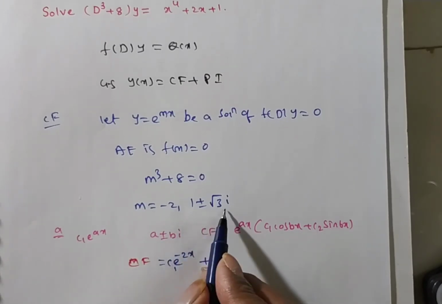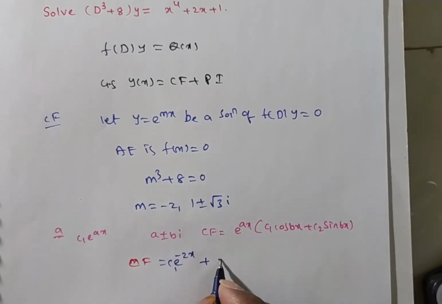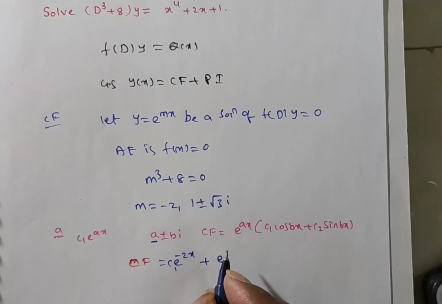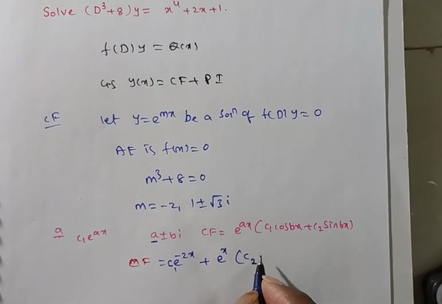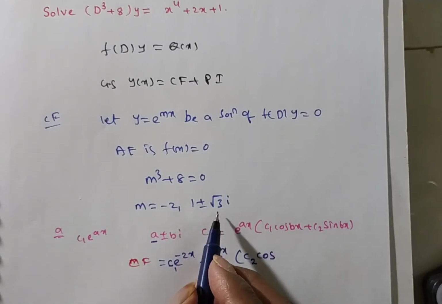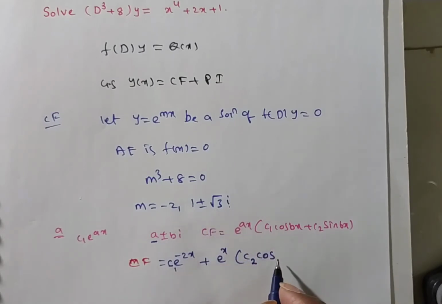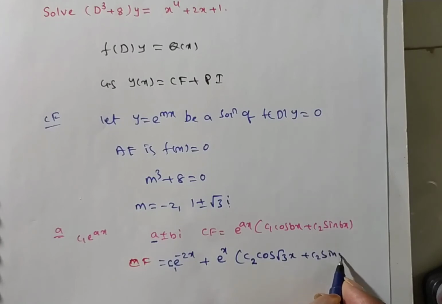Next you have complex roots. So you write e^(ax). What is a here? a is the real part. What is the real part here? 1. So e^(1·x) into c, here c1 is already used, so we start with c2. c2 cos bx. What is b here? b is nothing but the imaginary part. So here the imaginary part is root 3. So c2 cos √3x + c3 sin √3x. That's it. So this is the complementary function.